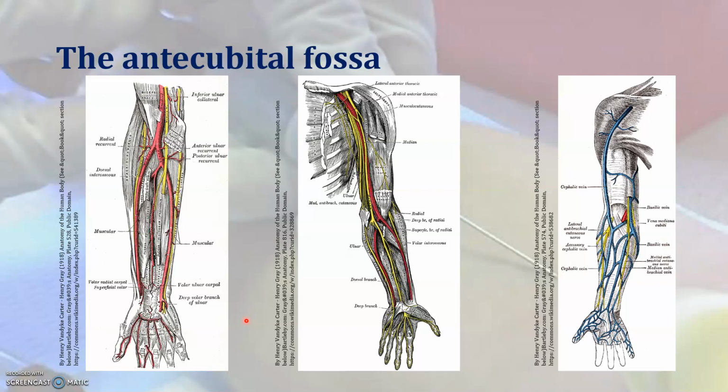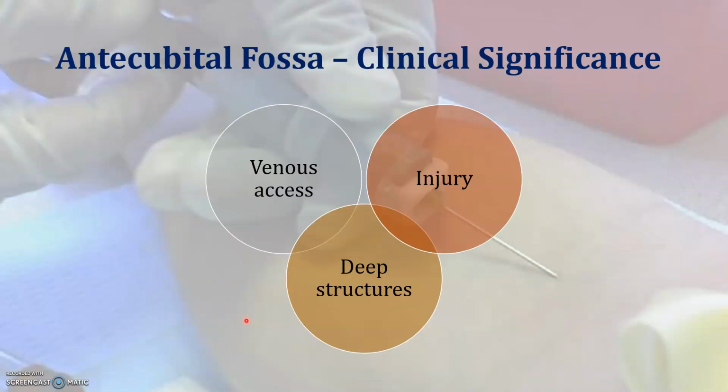So those are the main points of the antecubital fossa that you need to know about. Why are they important? Actually, one of the important things here is that this area provides us with fairly consistent superficial veins for venous access. So if we have difficult venous access, we know where these veins are. And in the past, we would actually go to them blindly. Now it's recommended that we use ultrasound to find the veins, but at least we know where they are.